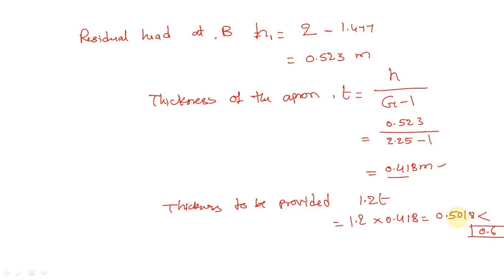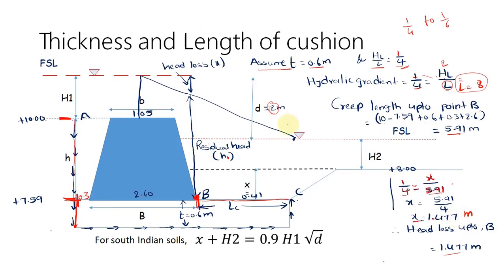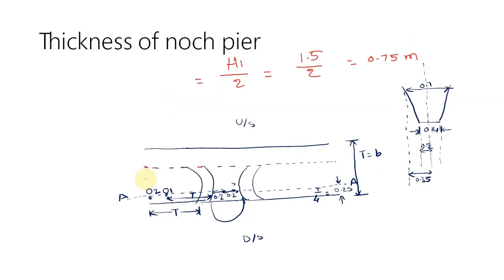Okay, so the length of the cushion is fixed, meaning it is calculated, and the thickness is also calculated. The drop wall we know, right? And next is this.